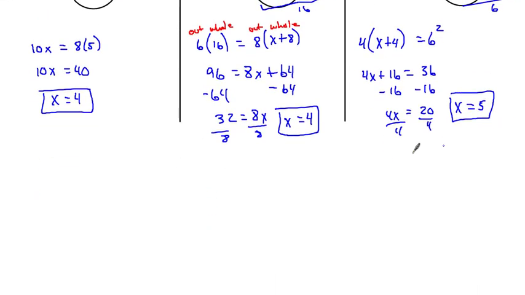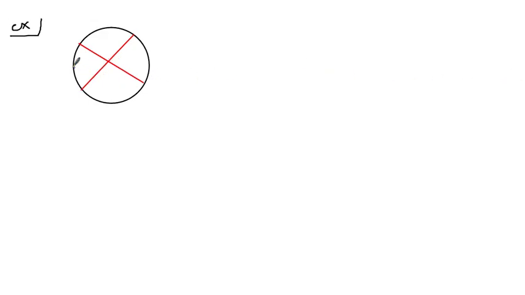So now we're going to do a couple of little more challenging problems. We're going to do 2 of them. We're going to draw some pictures, and we're going to label all of our pieces. So this will be x, x plus 2, x plus 6, and x plus 12.